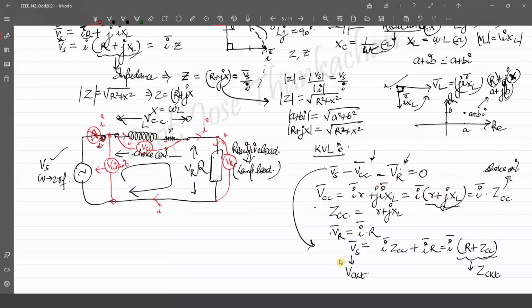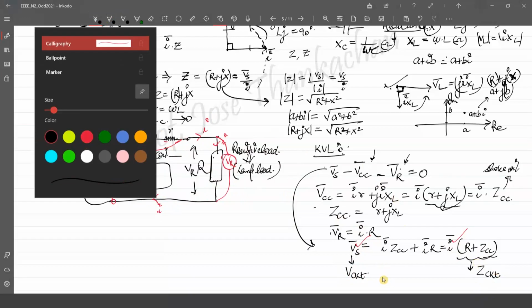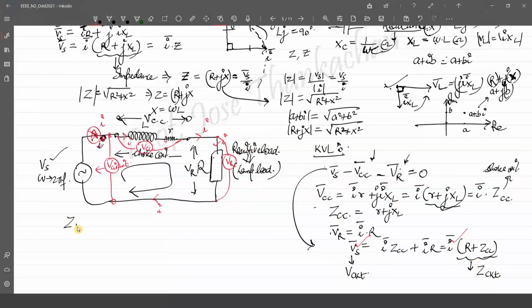Fine. And we are already measuring V circuit, which is Vs. So this voltage is known. If this voltage is known and this current is known, we can find out Z circuit from this. What is Z circuit? The total impedance offered by the circuit is nothing but the total voltage Vs, which is the V circuit, divided by the total current I flowing through the circuit in series. That means the voltmeter reading divided by the ammeter reading.